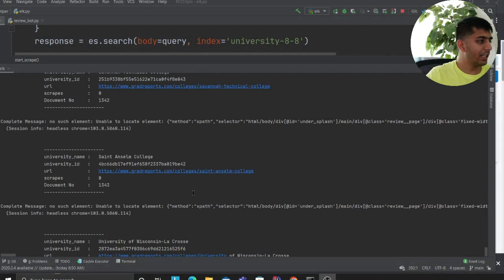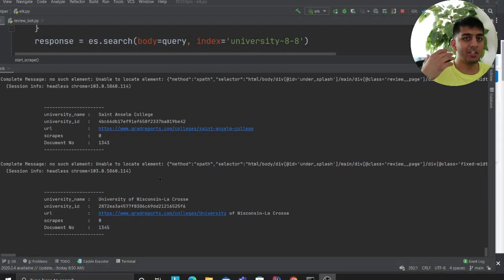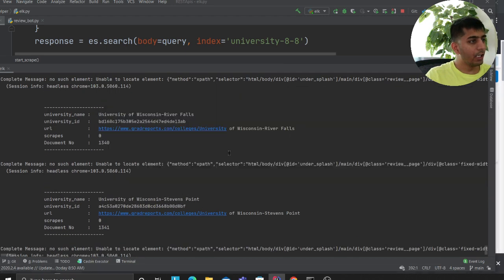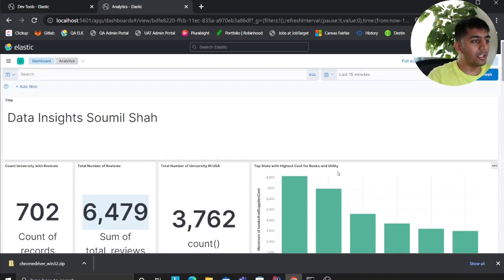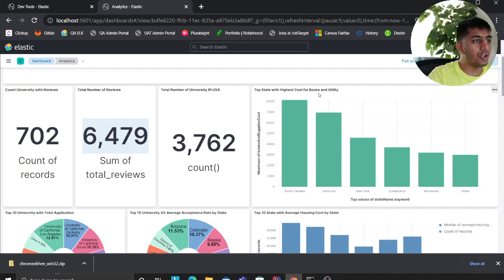Now, let me show you what amazing insights I can provide from the data that I have scraped. As you can see, in the background it is still scraping and sending the data to my ELK. Now, take a look at what valuable insight I'm about to show you. In total, I have reviews for 702 universities. The total number of reviews that people have given for those 702 is 6,479. In total in the United States, I have 3,762 universities.